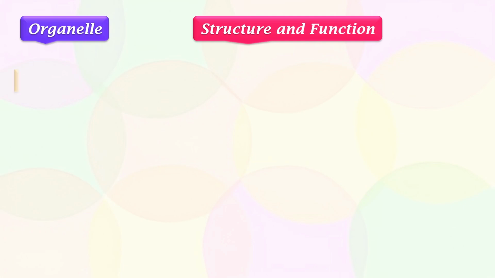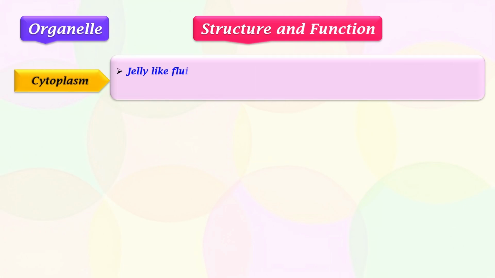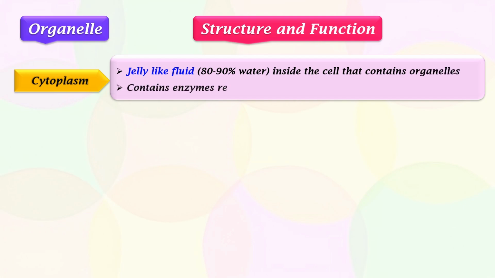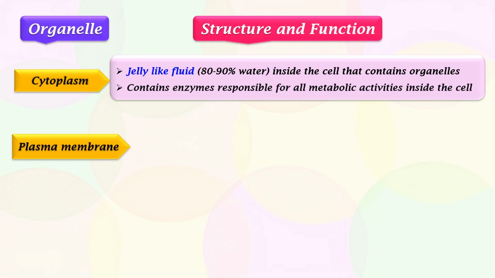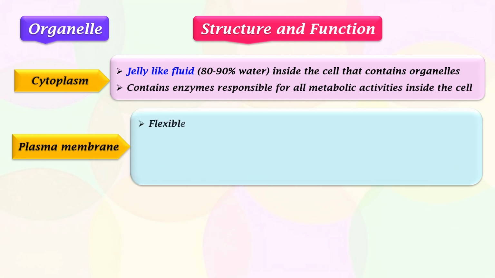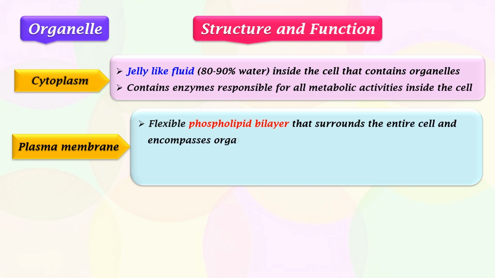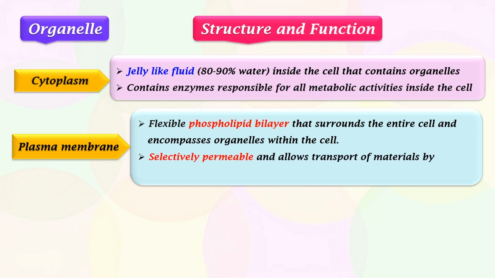Cytoplasm. It is a jelly-like fluid present inside the cell that contains organelles. Cytoplasm contains enzymes that carry out all the metabolic activities of the cell. Plasma membrane. It is a flexible membrane composed of a phospholipid bilayer, surrounding the entire cell and encompasses organelles within the cell. The membrane is selectively permeable that allows the transport of materials by diffusion and osmosis.